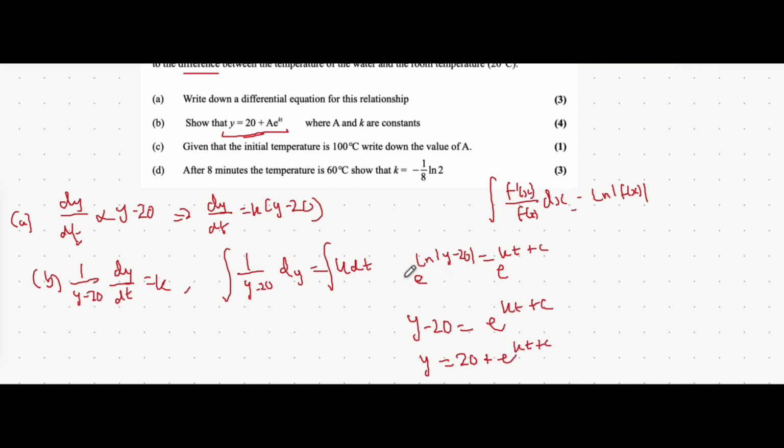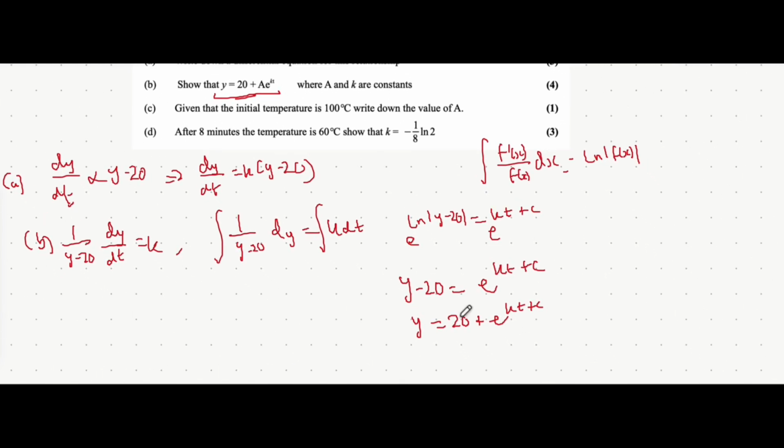Pretty much got the answer now, but instead of e to the power of c, there's a term of a. So you can say something like, let a equals e to the power of c. Because of how indices work, we can separate e to the power of kt plus c into e to the power of kt multiplied by e to the power of c. And then you can replace e to the c with a. So it's going to be y equals 20 plus a e to the kt. And that's your final answer for part B of this question.